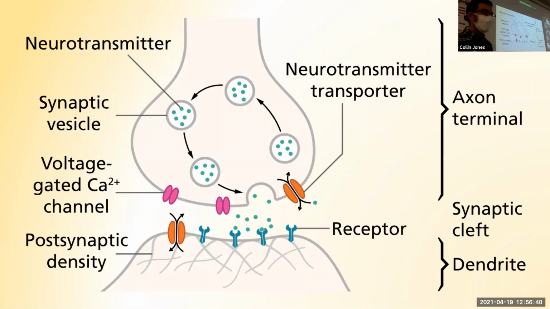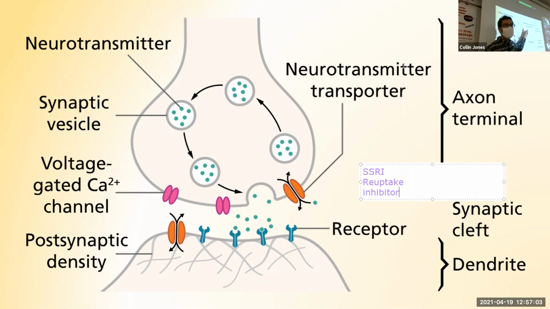Reuptake is that normally after the chemical does its job, the chemical goes back to its home. That's what reuptake is. So if you take a reuptake inhibitor, the most famous one is an SSRI, it prevents the chemicals from going back to their home. The chemicals keep bouncing around and doing their job. It does the same thing an agonist does. SSRIs do the same thing agonists do. They make the neurons fire more.